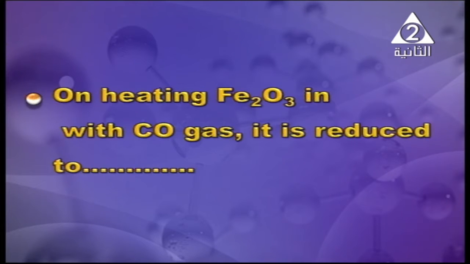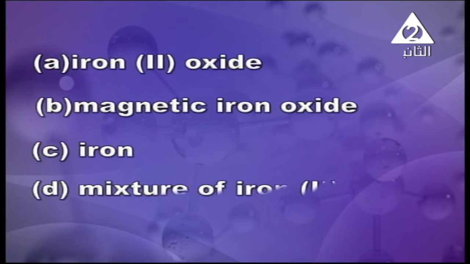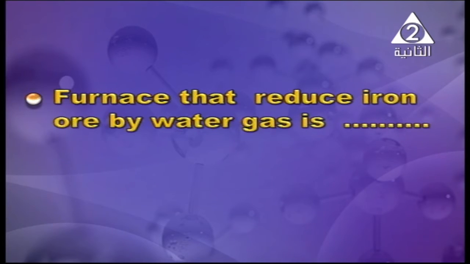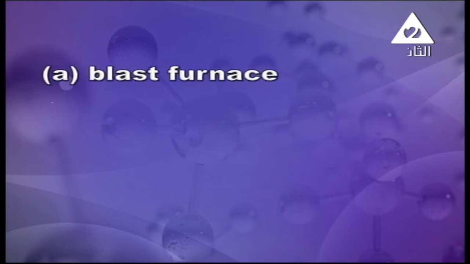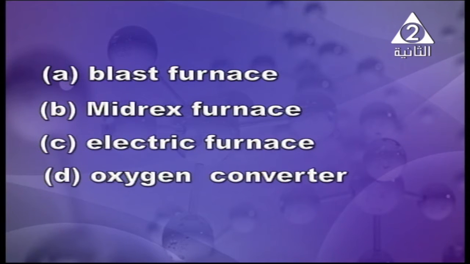Next point. On heating iron 3 oxide with carbon monoxide gas, it is reduced to what? Iron 2 oxide, magnetic iron oxide, iron, mixture of iron 2 and iron 3 oxide. If you think about it, yes, it will be iron. Next point. Furnaces that reduce the iron ore by water gas is what? Is it blast furnace, matrix furnace, electric furnace, oxygen converter? If you think about it, yes, it will be matrix furnace.